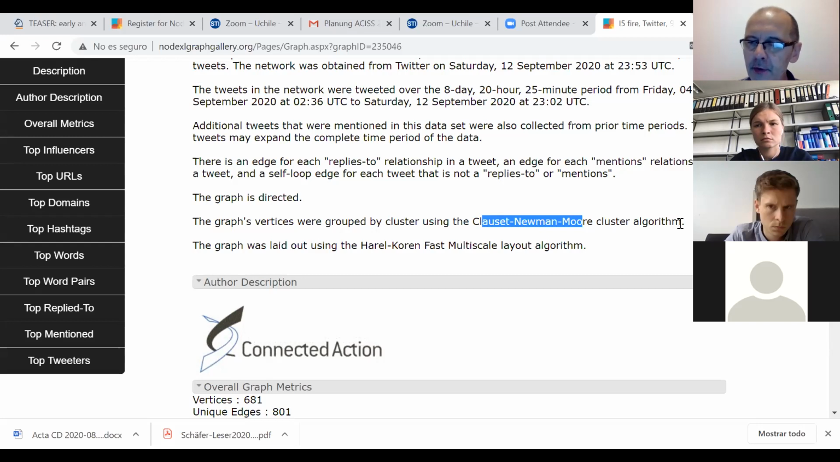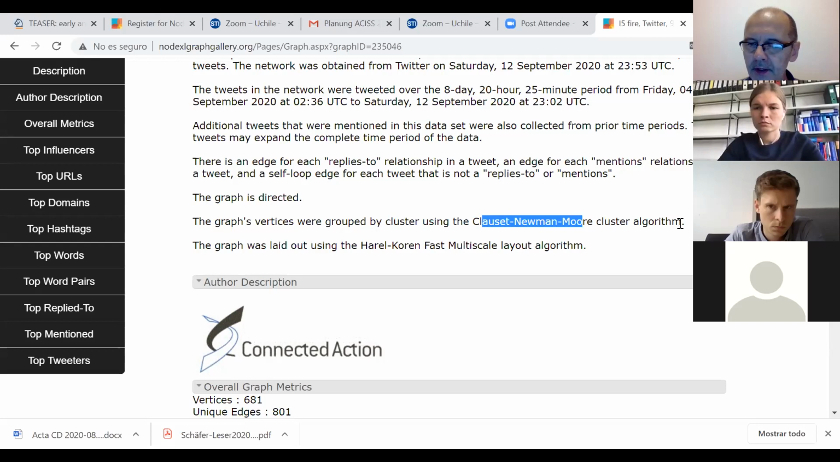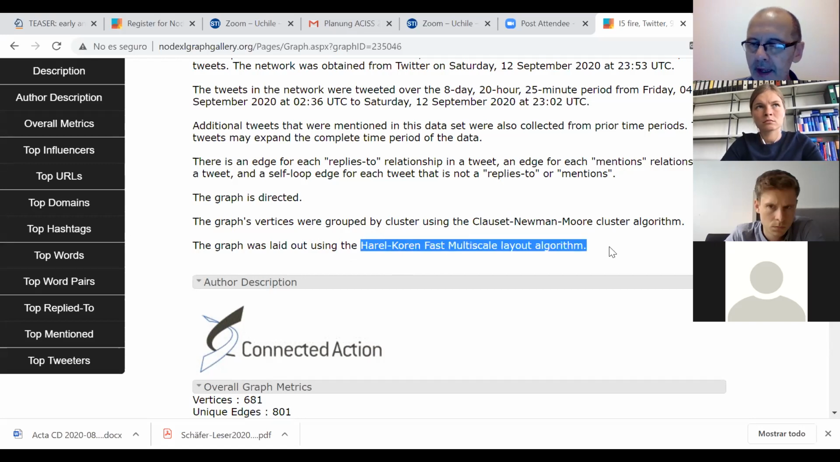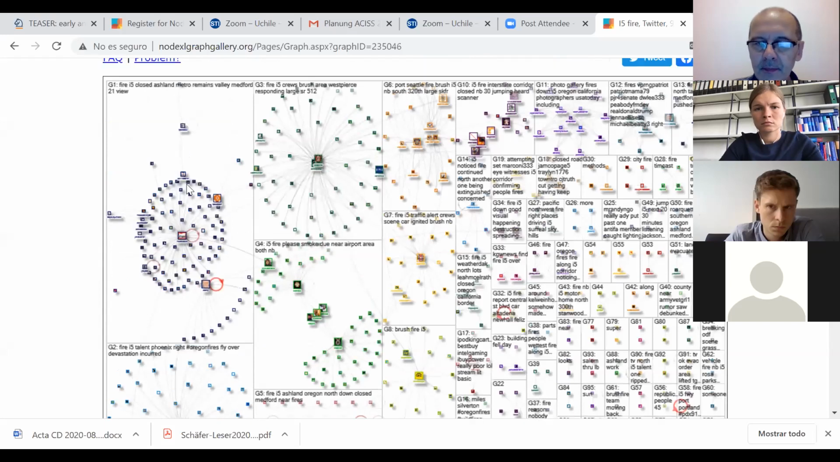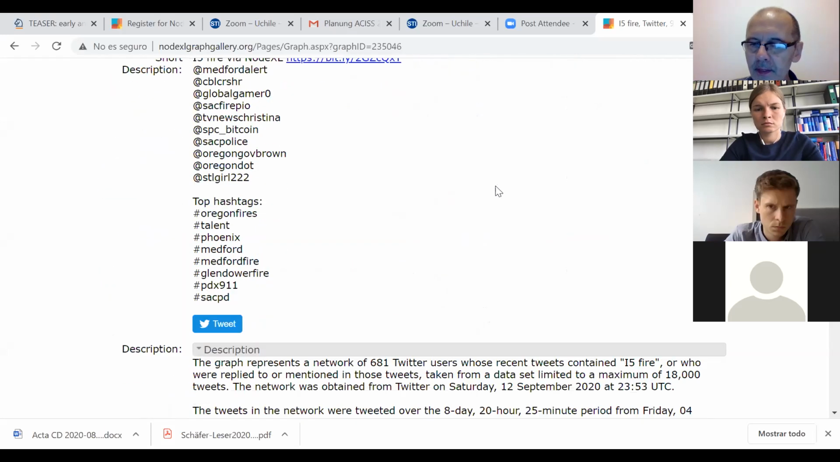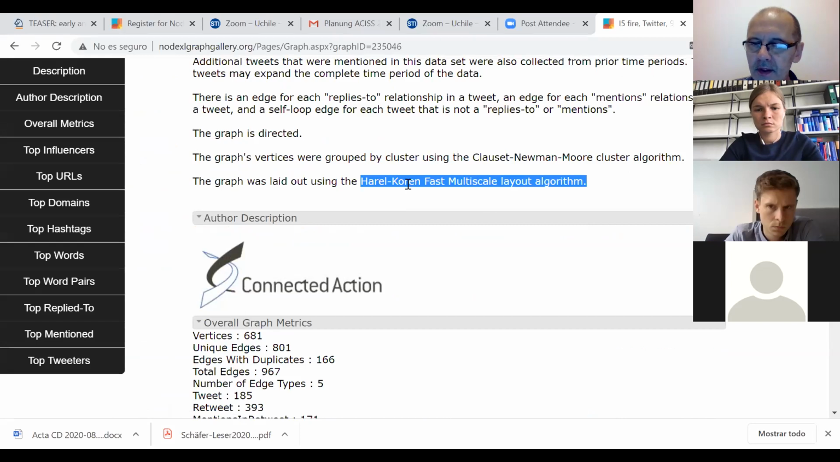That's one of the algorithms to do community detection, and you're free to choose to use this algorithm or any other algorithm for community detection. And there is an algorithm for layout, to decide the particular layout of the graph. That's where they used this particular algorithm. We're not going into detail regarding layout algorithms.